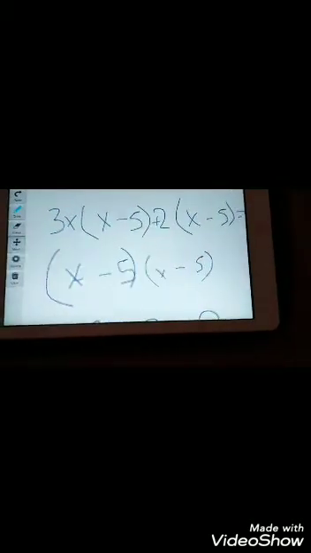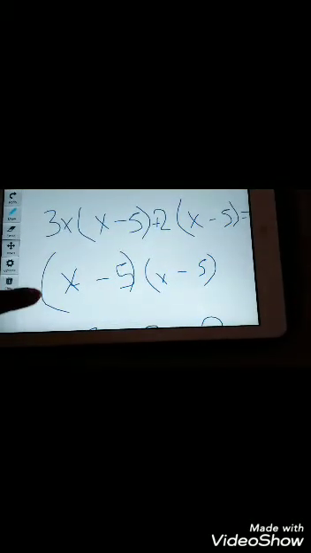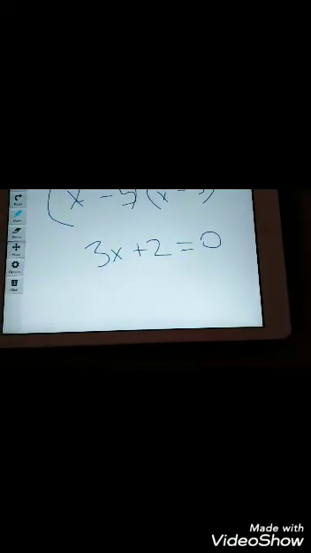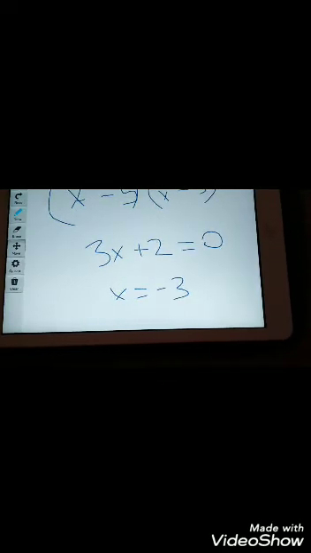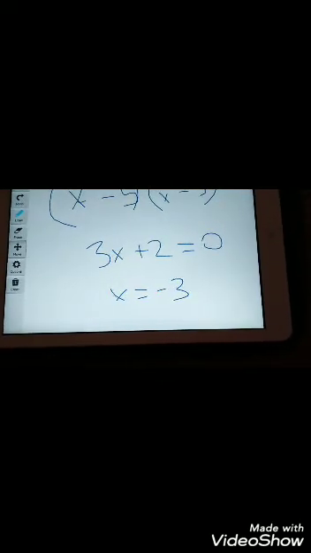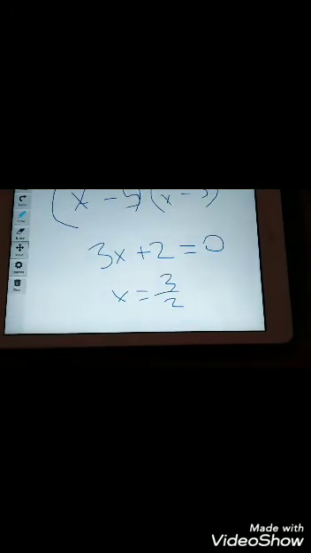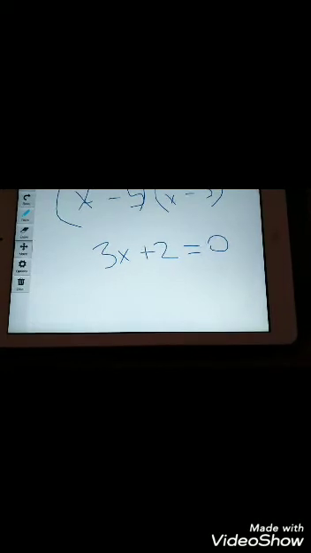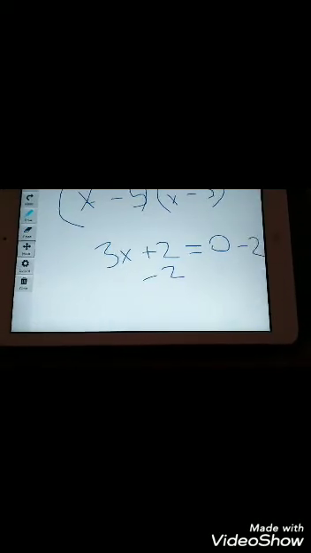Okay, now let's find the positive roots. Okay, 3x plus 2 is equal to 0. And what is x equal to? Is it negative 3? Positive 3 over 2. Mary, think again. We need to isolate the x on one side. So what's the first step? Yeah, perfect. That's right.